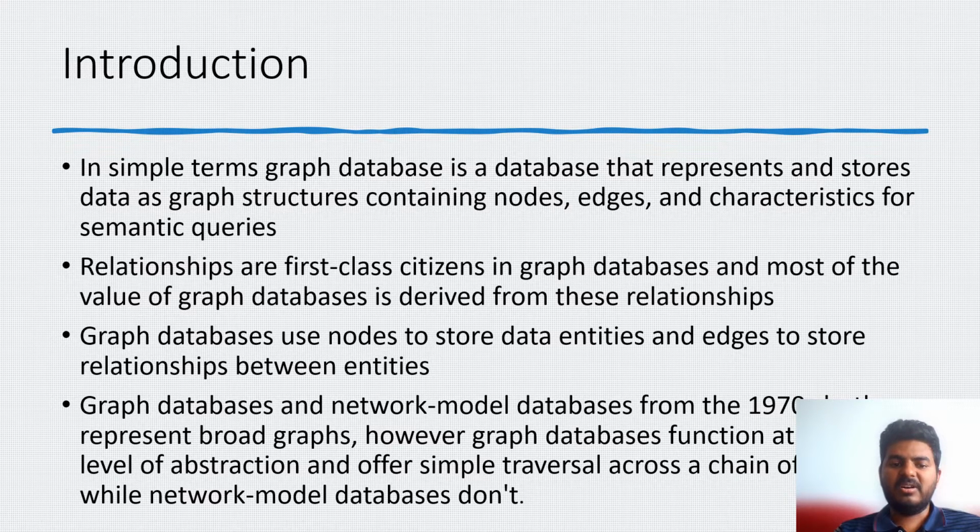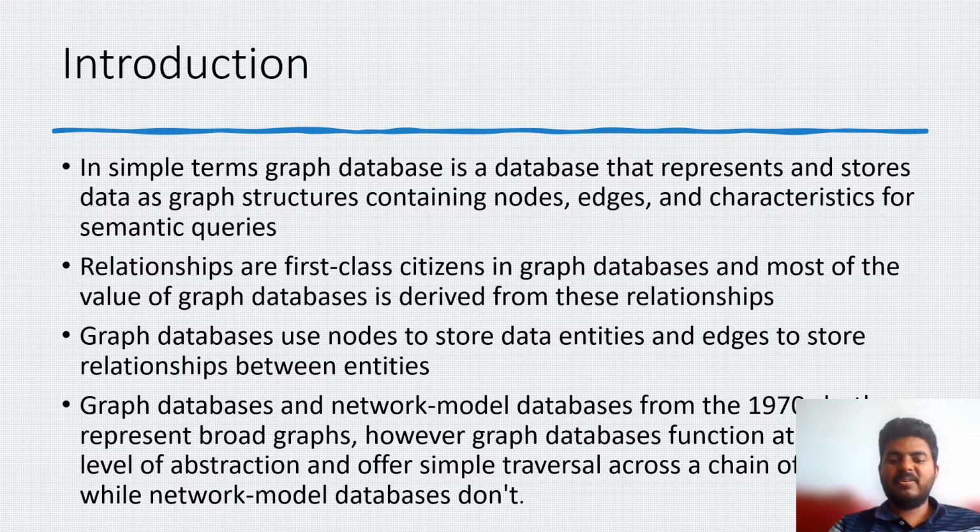In simple words, a graph database is a database that represents and stores data as a graph structure which contains nodes, edges and characteristics for semantic queries. Graph databases also use nodes to store the data entities and edges to store the relationship between multiple entities or nodes. Apart from these, relationships are considered a first-class citizen in the graph database, and most of the value of the graph database is derived from these relationships.